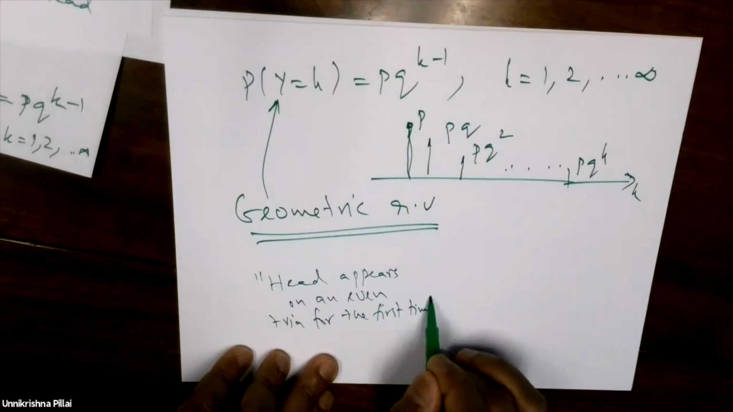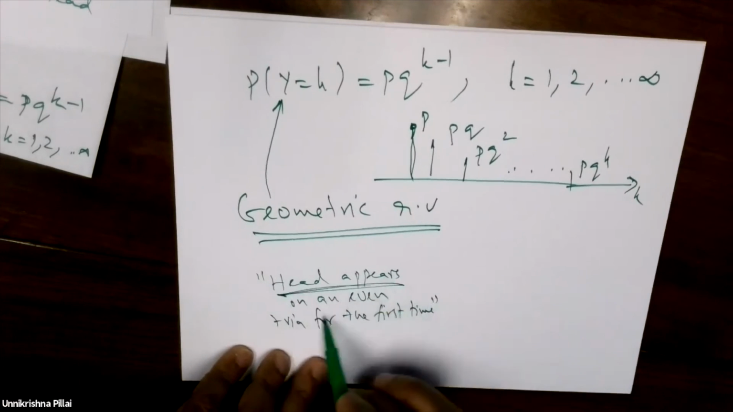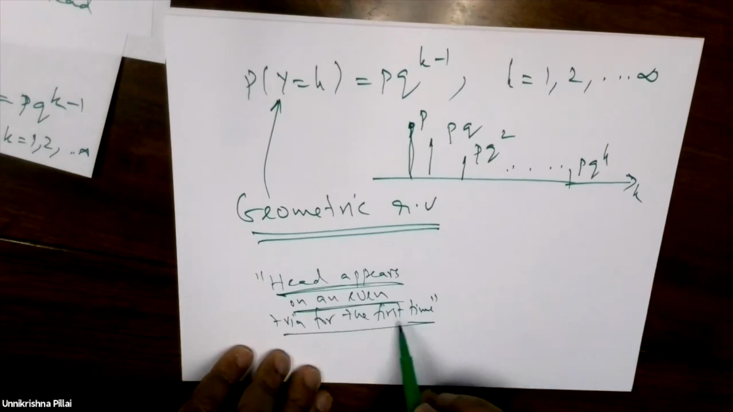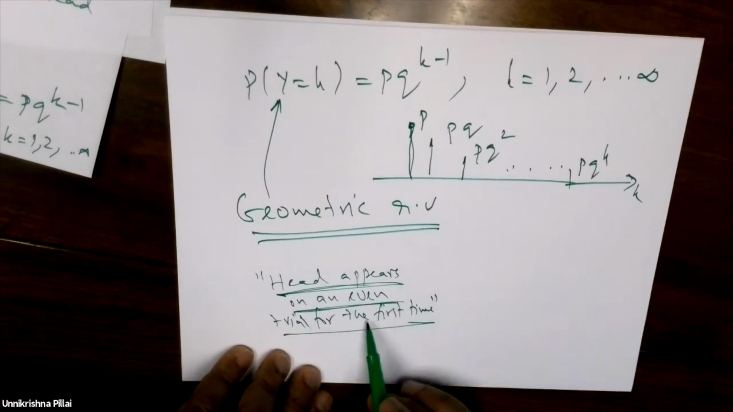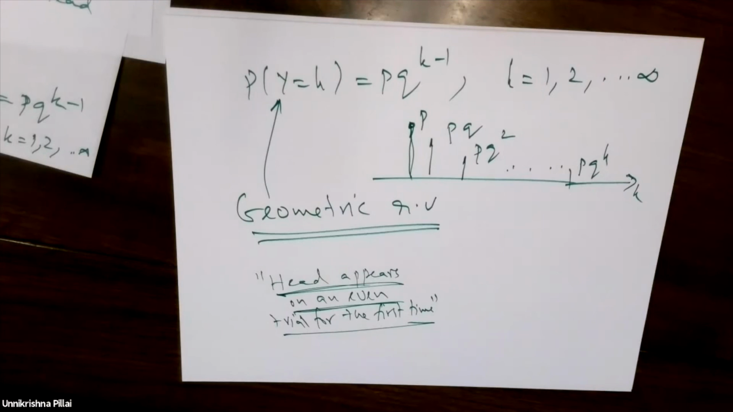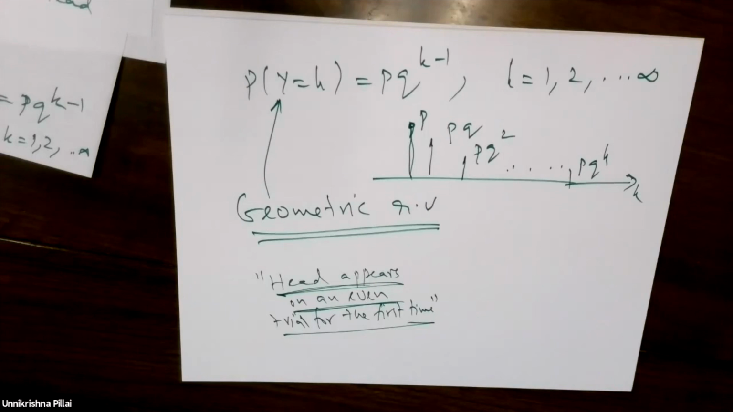Can you read what I wrote? What is the probability that a head appears on an even toss or on an even trial for the first time? Call Y equal to 2. Y equal to 2 means head appears on the second trial. Y equal to 4 means head appears on the 4th trial.